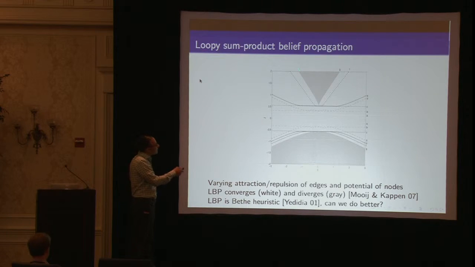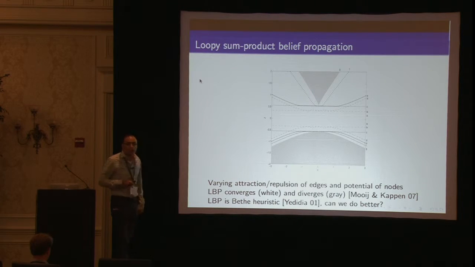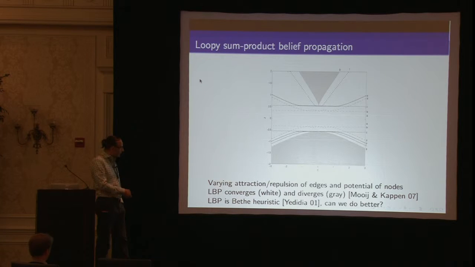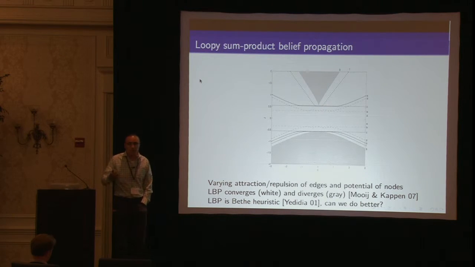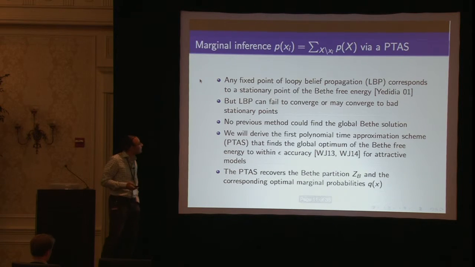And even if you have attraction, the algorithm doesn't always converge either, this belief propagation algorithm. So we're trying to fix this problem, which is that loopy belief propagation is not working half the time. And so we said, let's study this a little bit more closely. It turns out loopy belief propagation is a heuristic for minimizing this quantity called the Bethe free energy. People knew that in 2001. Let's try to revisit this Bethe free energy and try to do better.